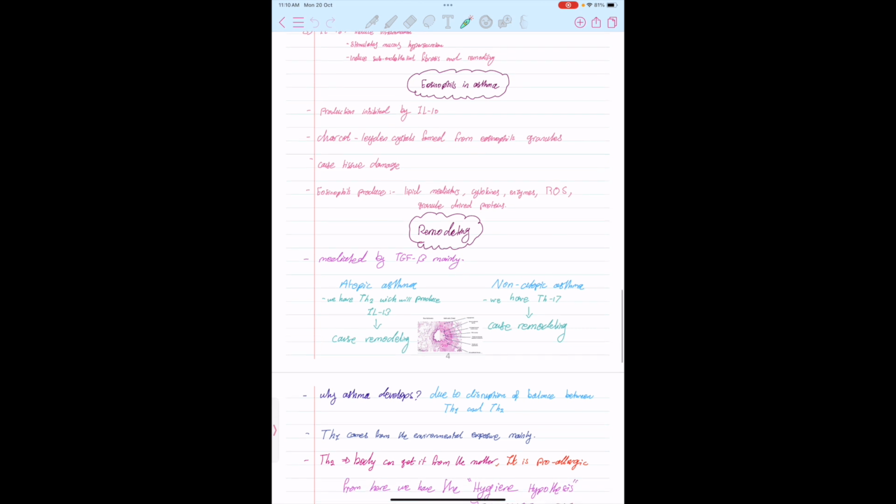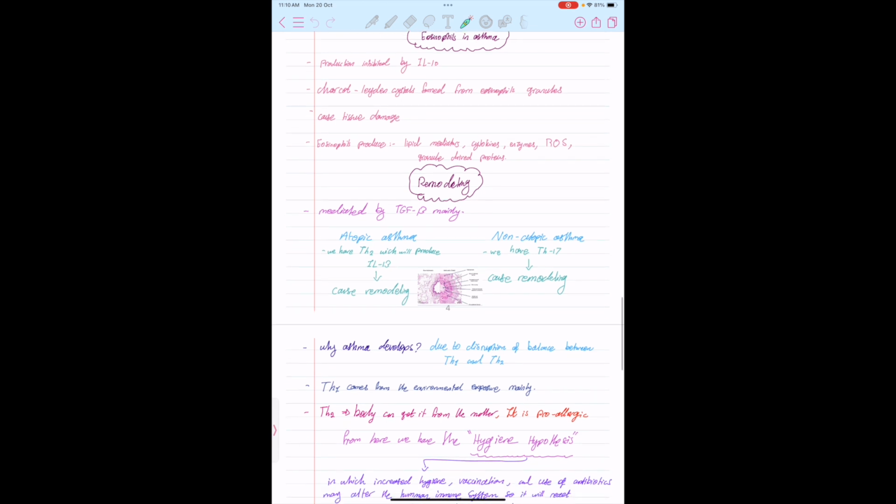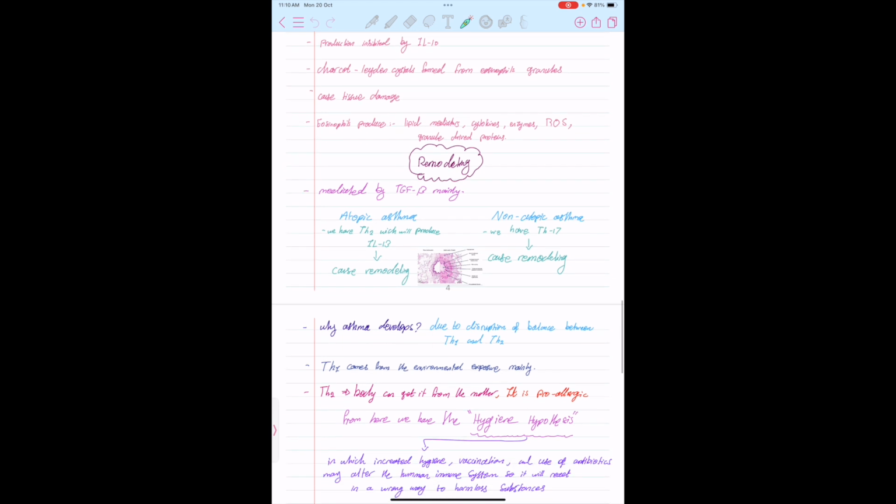They cause tissue damage, of course. Eosinophils produce lipid mediators, cytokines, enzymes, ROS, and granule-derived proteins. So, again, eosinophils are stopped by interleukin 10. They produce Charcot-Leyden crystals, which cause tissue damage, and they produce lipid mediators, cytokines, enzymes, ROS, and granule-derived proteins.